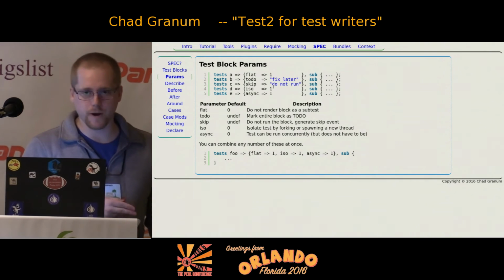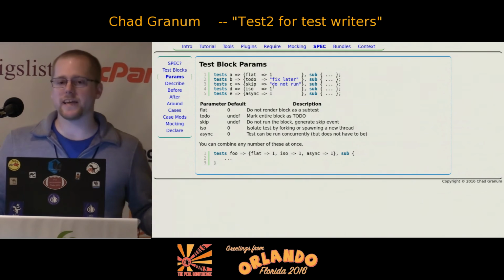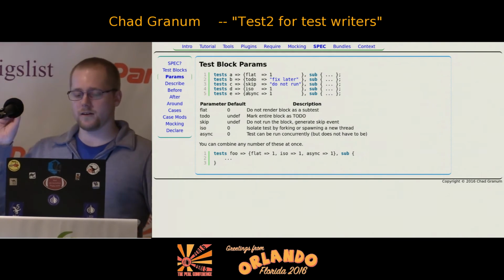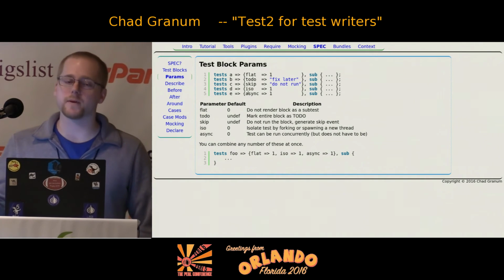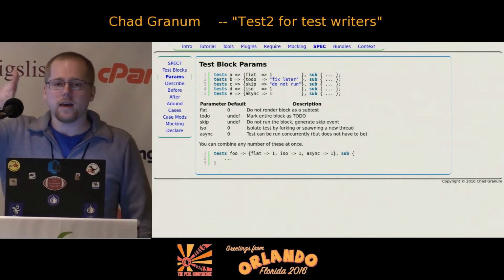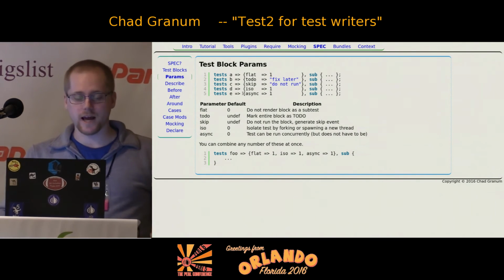On Windows, it'll use threads. On Linux, it'll use fork. If neither is available, it'll just skip the test and tell you that it skipped it. Async is similar in you say this test can run concurrently with others. And then if you specify, oh, run 3 test blocks at a time, it can run them in parallel, which is really nice.